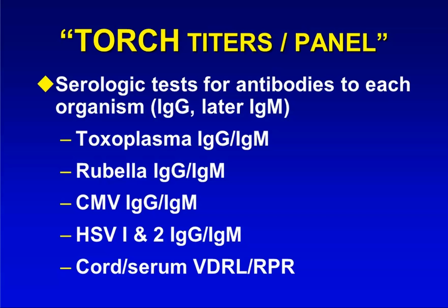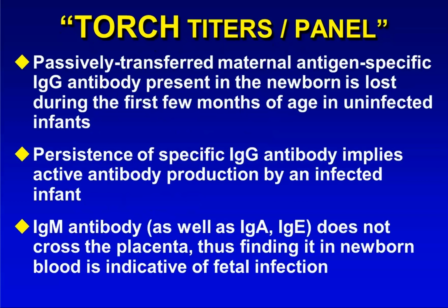So this is what physicians and healthcare providers were first told: that they should get these titers on the mother and on the baby and then compare. The reasoning was that passively transferred maternal antigen-specific IgG antibody present in the newborn would be lost during the first few months of age in uninfected infants, and therefore if they were positive but then became negative in the first few months of age, that baby was felt not to be infected.